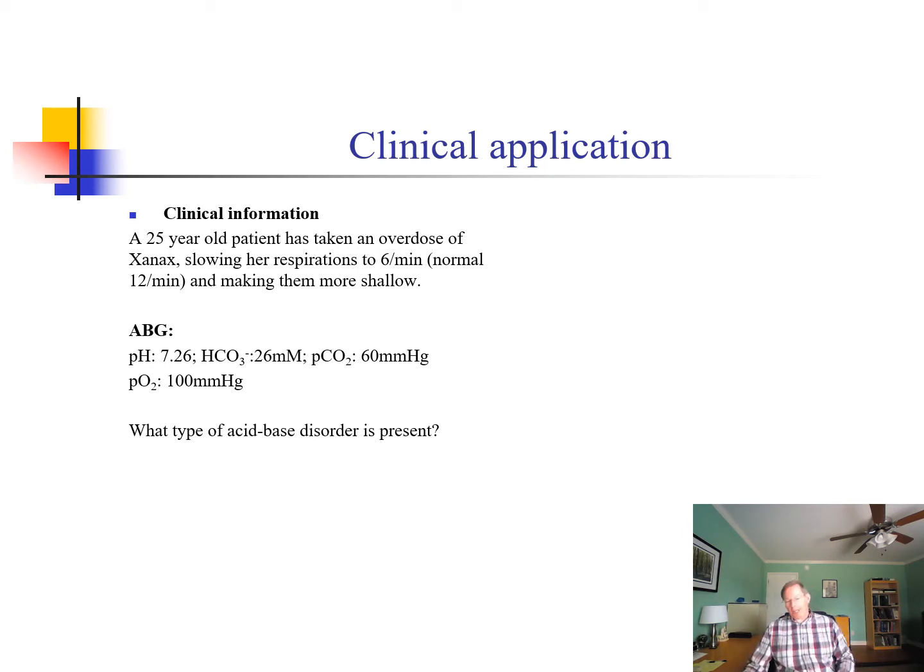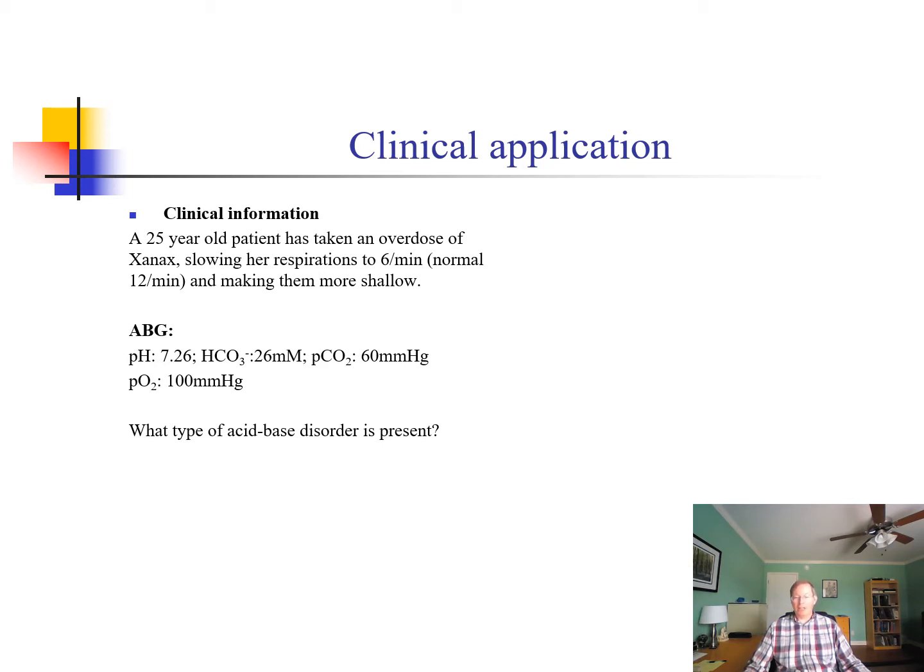The first thing that I always look at is the pH. If the pH is less than 7.40, then I call this an acidosis. If it's greater than 7.40, then I call it an alkalosis. In this case, the pH is 7.26, which would be an acidosis.